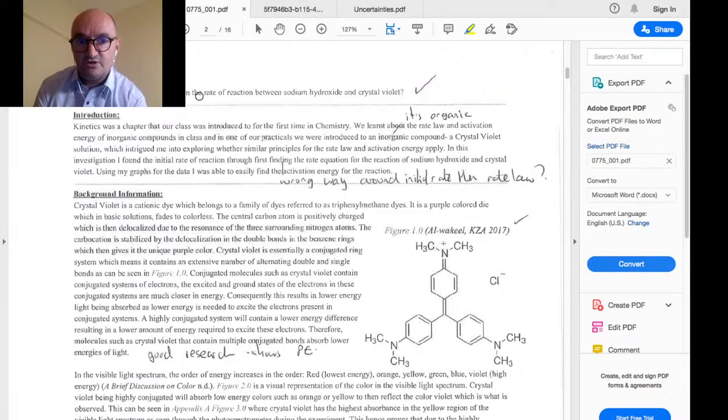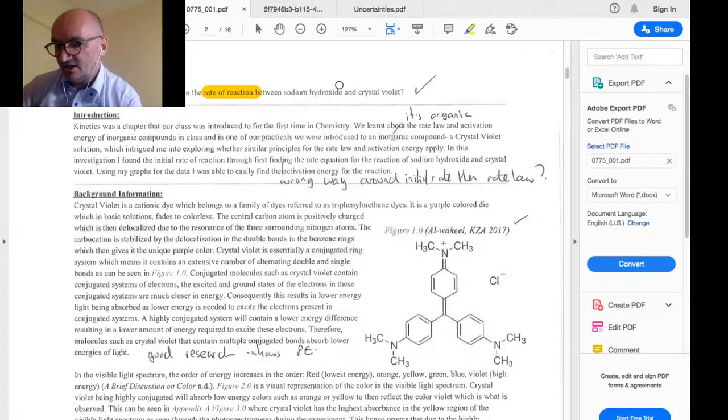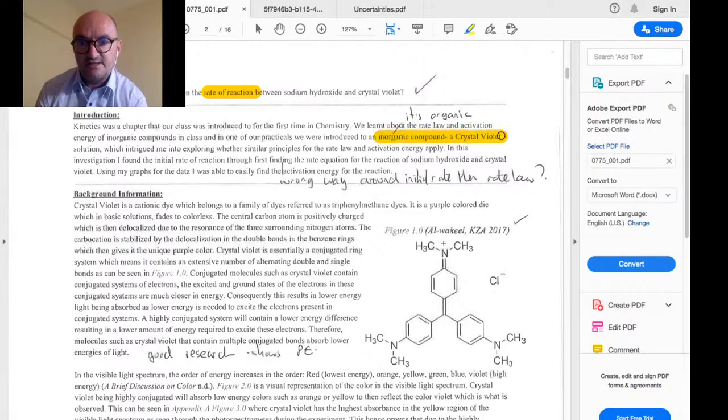Okay, so she starts off, what's the effect of temperature on the rate of reaction? That's good, kind of standard. And we can insert any number of chemicals here on the right hand side and make an internal assessment out of that. She says that she enjoyed kinetics. Then she starts to make some mistakes pretty quickly. We learnt about the rate law and activation energy of inorganic compounds in class, and we were introduced to an inorganic compound, crystal violet. Clearly, crystal violet is an organic compound.